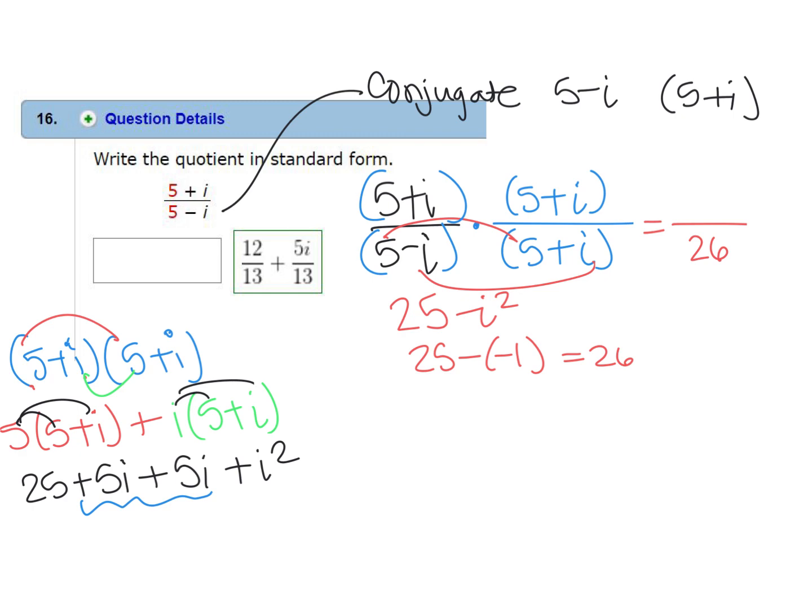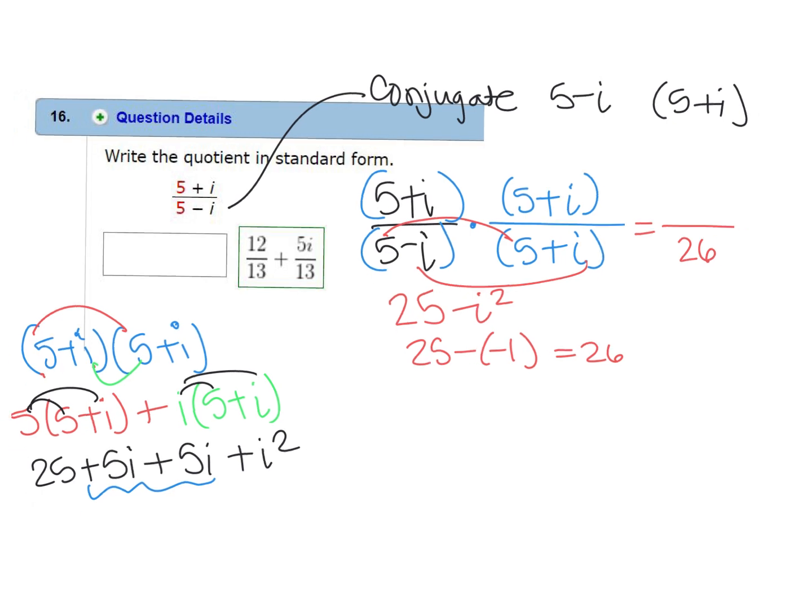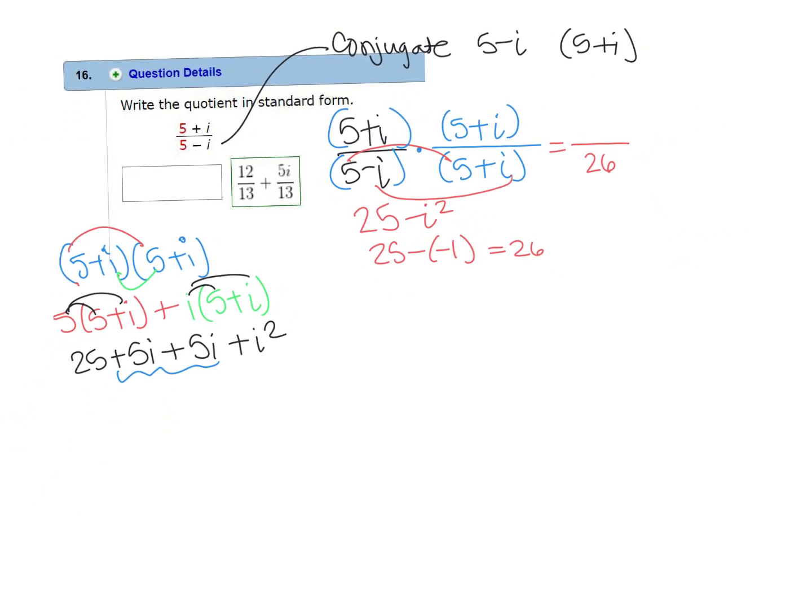When I add the two 5i's together, I get 10i. The i squared is going to become a negative 1. And so now I can combine the 25 minus 1, which is 24. So I have 10i plus 24.